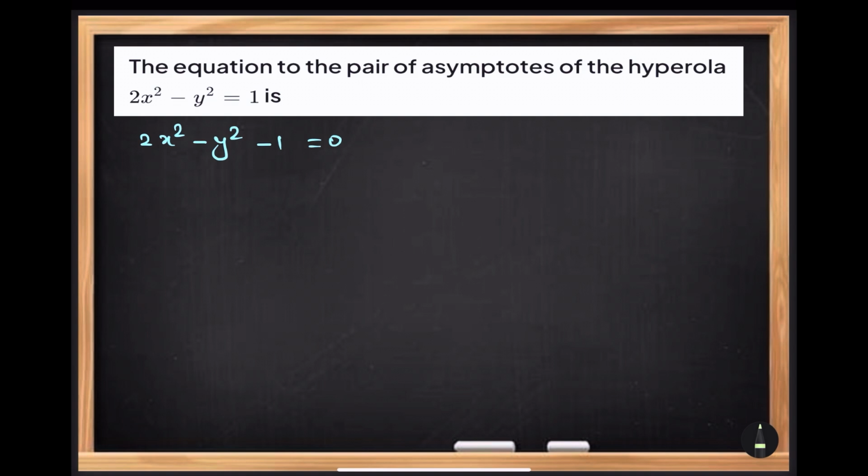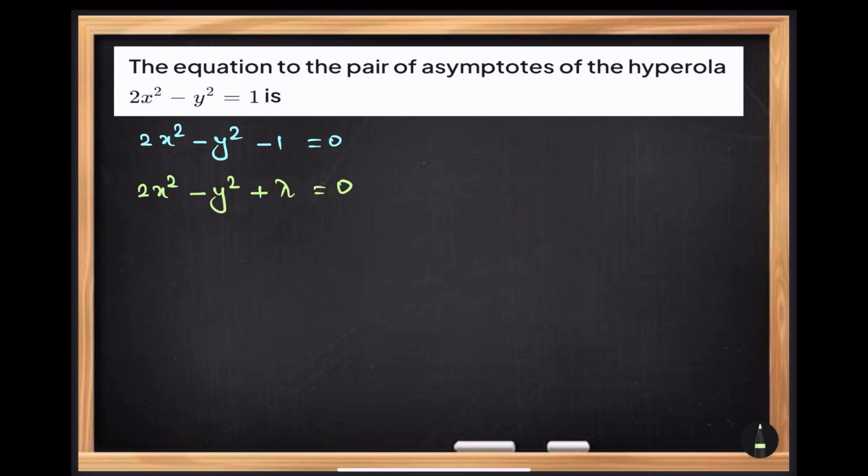Whenever there is a requirement of finding the pair of asymptotes, keep this in your mind: everything will remain the same except the constant. Means you will have 2x² - y² in the equation of the pair of asymptotes, but in place of the constant there will be something else. This is the only change. Okay, so it is lambda. Now we have to find the value of lambda.